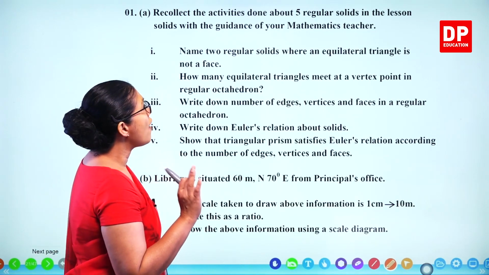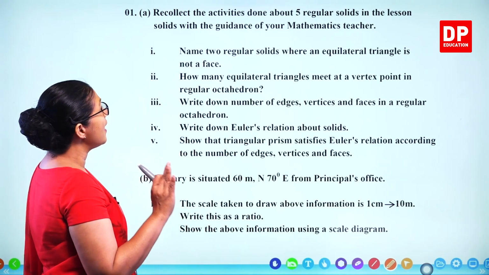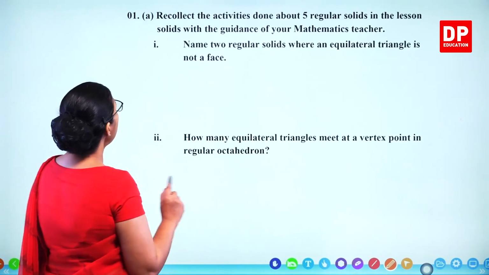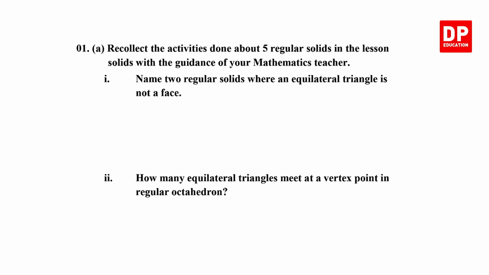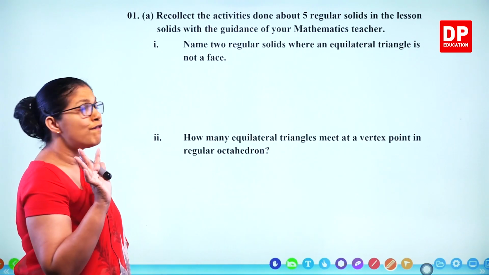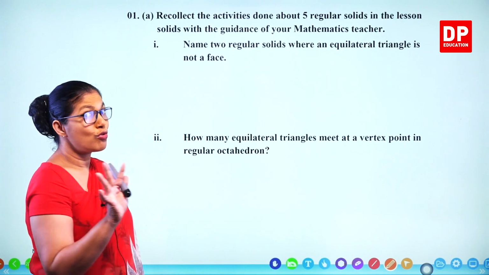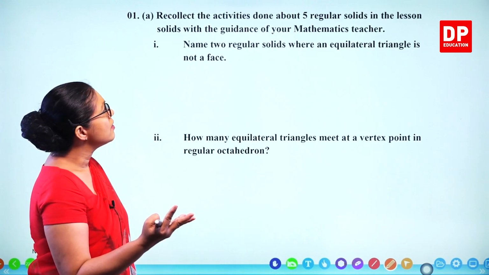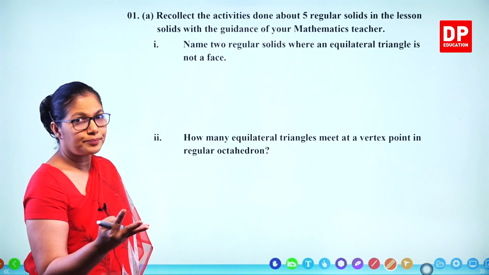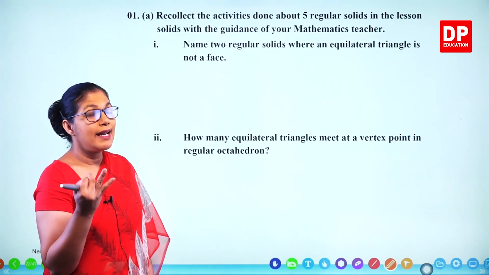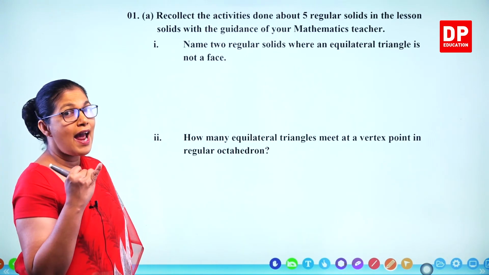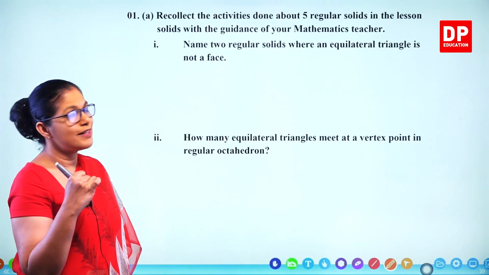Recollect the activities done about 5 regular solids in the lesson Solids with the guidance of your mathematics teacher. So, solid lesson. So, let's do this one separately. Name 2 regular solids where an equilateral triangle is not a face. So, we have 5 regular solids, what you call Platonic solids. So, what are those? Regular tetrahedron, cube, regular octahedron, regular dodecahedron, and regular icosahedron.